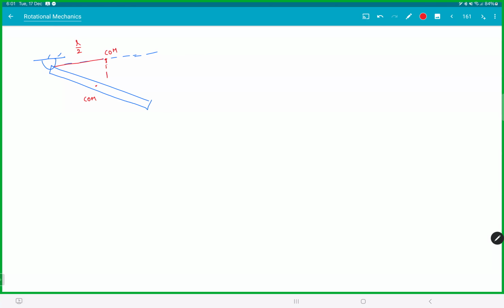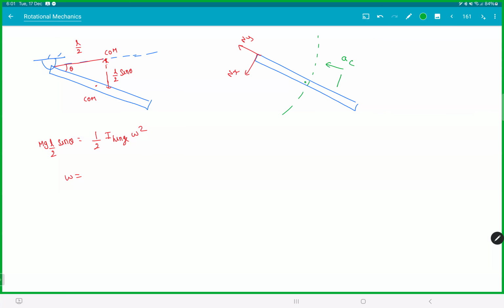Then when you draw the free body diagram, I would suggest you do it this way. Take Ny this way and Nx this way. You can take Ny, Nx in any direction. Reason, this guy is going in a circle. It has two accelerations. It has a centripetal acceleration. It also has a tangential acceleration.